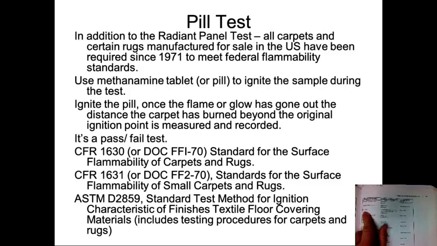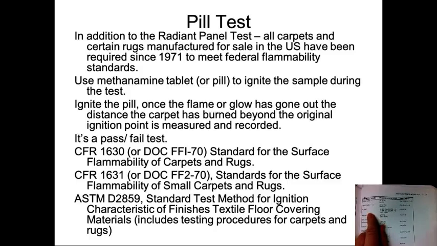Then you have what is referred to as your pill test. In addition to the radiant panel test, carpets and certain rug manufacturers for sale in the United States have been required since 1971 to meet these federal flammability standards. They use a methenamine tablet, or a pill, that sits in the middle to ignite the sample during the test. Once the flame or glow has gone out, it measures the distance the carpet has burned beyond the original ignition point, which is measured and recorded. It is really just a pass-fail test.